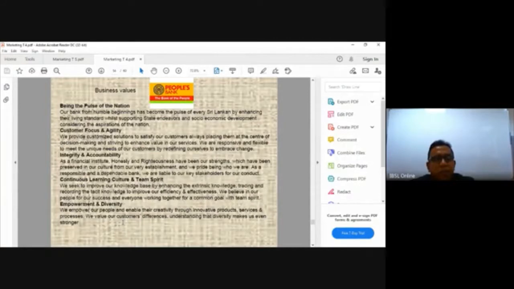Even Bank of Ceylon talks about accountability and a continuous learning culture. Again, learning and continuous development, team spirit and diversity. So basically, BOC and People's Bank vision, mission, and values are almost similar. It has to be, because those are the two giant banks in the country. They are national level banks and they can't have different visions from each other. There can be slight differences, but broadly they must support the nation.